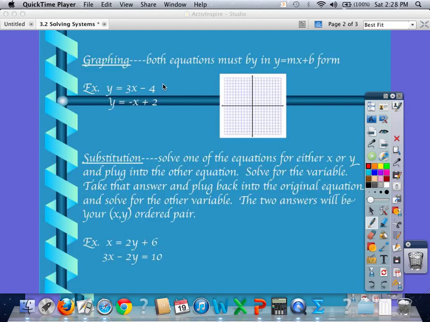So we know that's going to be a parent graph of a linear equation of y equals x that has been shifted down 4: 1, 2, 3, 4. And then it has a stretch of 3: 1, 2, 3. Okay. There's my first line.